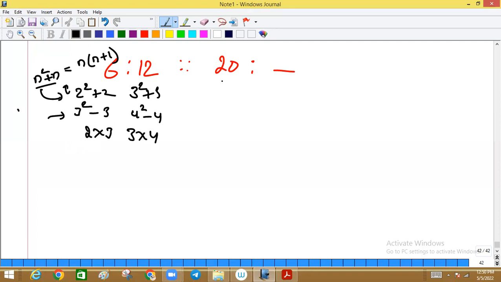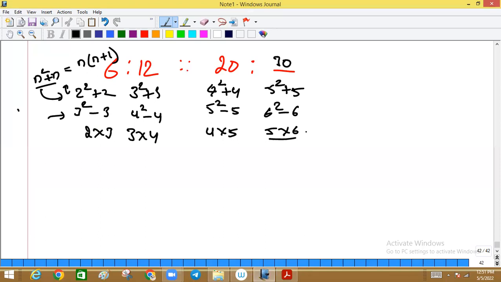In the same way, similarly 20, how can I write 20 in the format of squares? 4 square plus 4 or 5 square minus 5. As it is in the format of n square plus n, I can write it like 4 into 5 also. So what is your answer now? Simply, your answer is 30. Either you can write 5 square plus 5, you get the answer, or 6 square minus 6, you will get the answer, or 5 into 6, then also you get 30.